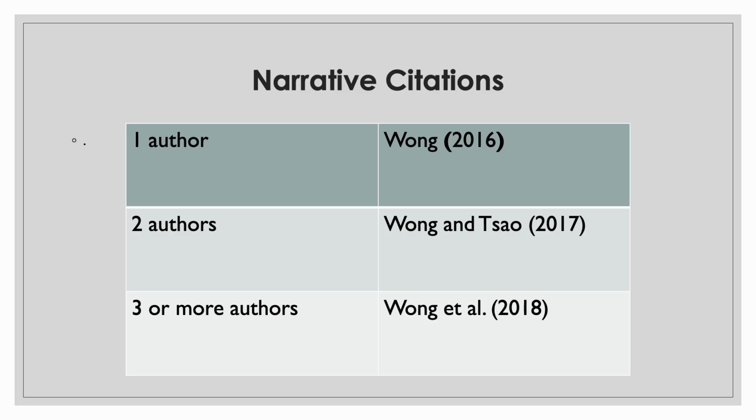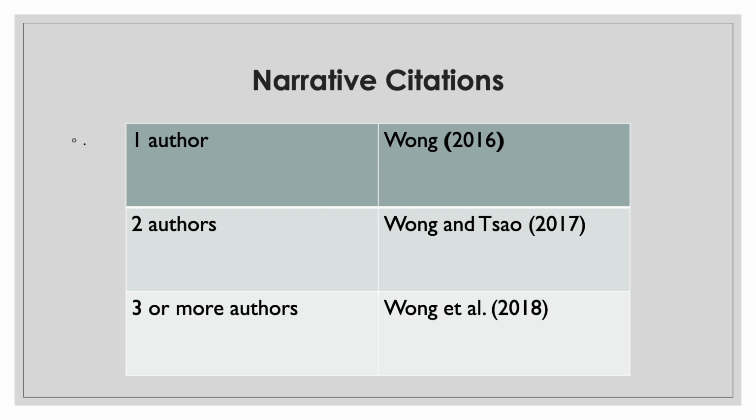This slide will review how to use narrative citations when there are 1, 2, or 3 or more authors. For one author, write the author's last name only. In this case, the author's name is Wong, with the publication date in parentheses. For 2 authors, write 2 authors' last names with the written use of the word "and" in between, followed by the year. In this case, it is Wong and Cao, with the publication date in parentheses.